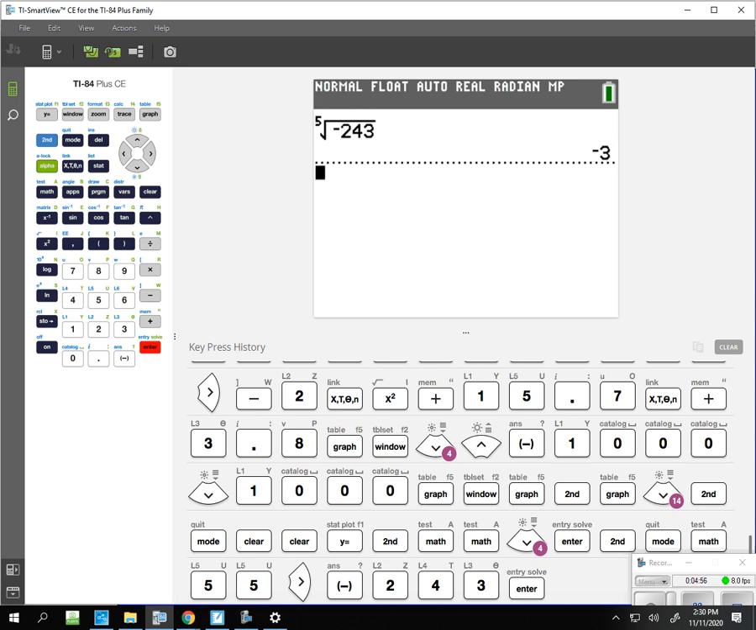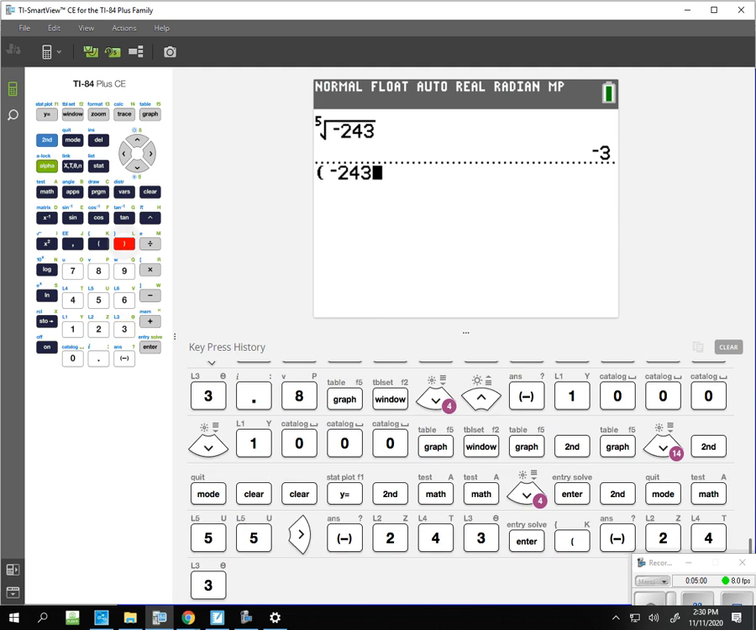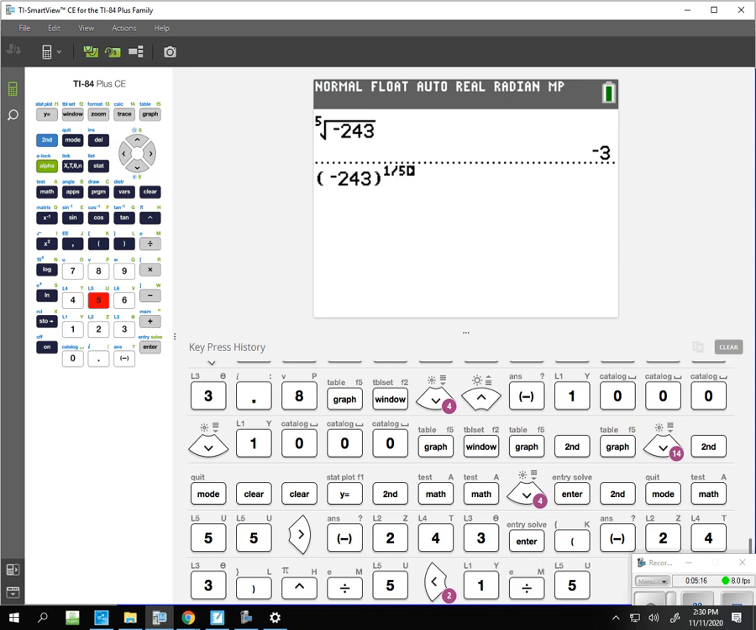Now notice that I can do this in another way. So parenthesis, negative 243. I'm taking negative 243, and I'm going to raise it to the 1/5. Depending on how new or old your calculator is, it may or may not keep it as an exponent. And you hit enter. And look, it's the same answer. So the fifth root of negative 243, or negative 243 raised to the 1/5 power, is still negative 3.